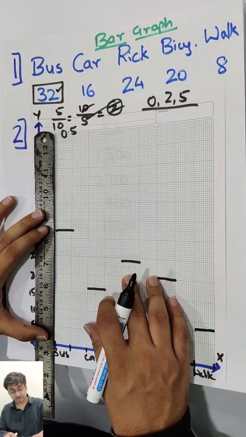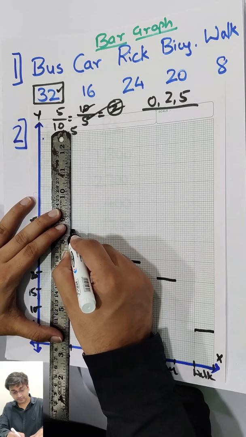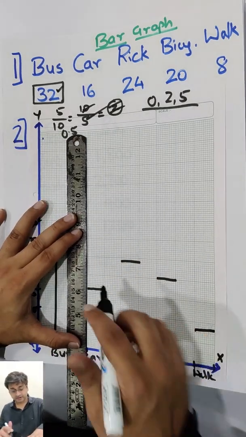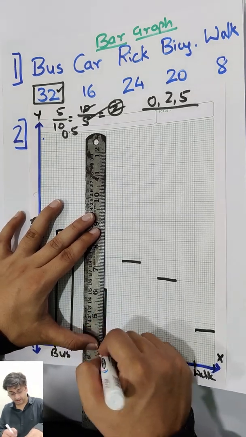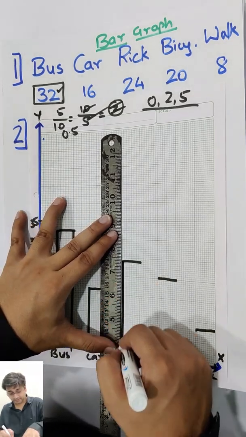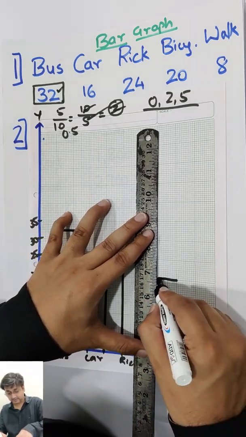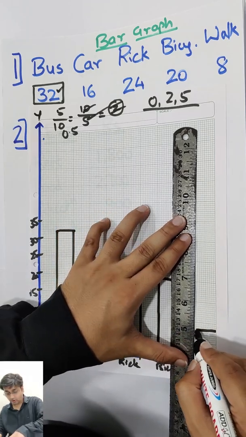Bars are your straight vertical lines. So first one, that's my first bar for bus. Can you see that? Then go for the next one, car. So that's my second bar for the car. And then the rickshaw. The next one, bicycle. And finally the last one, walk.